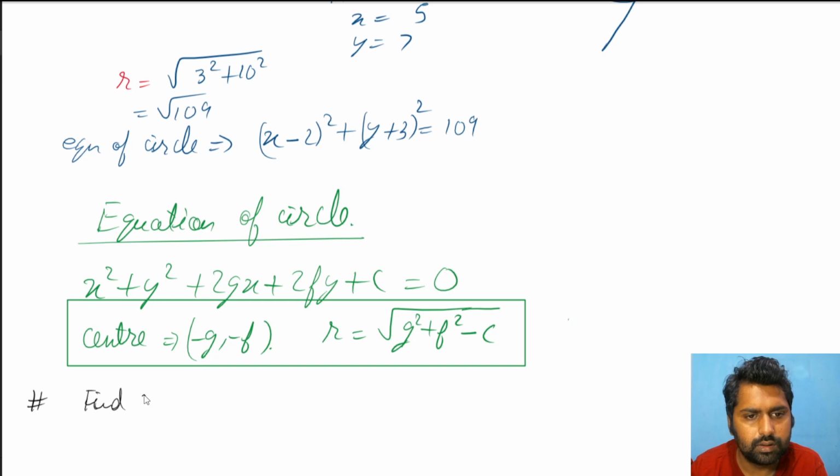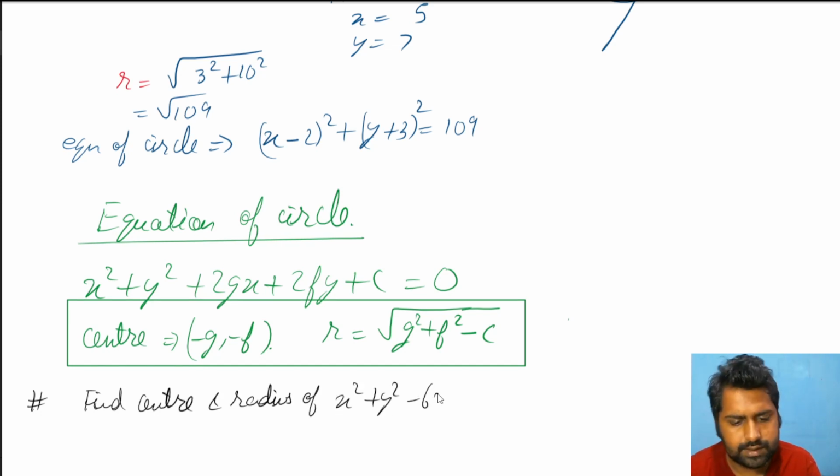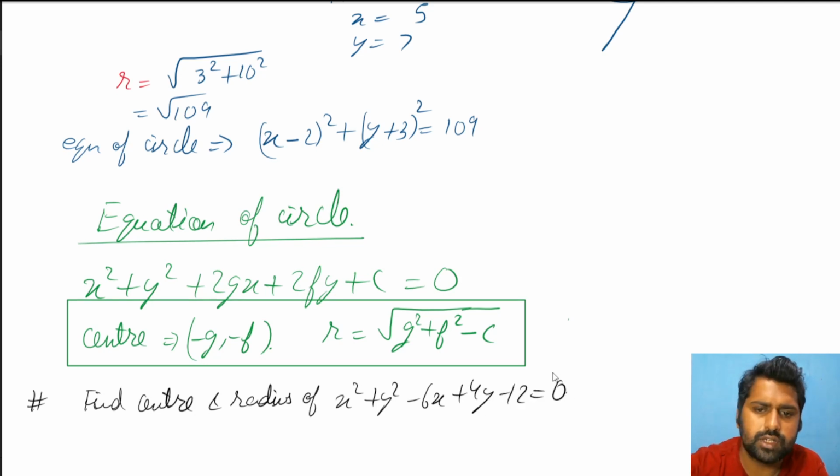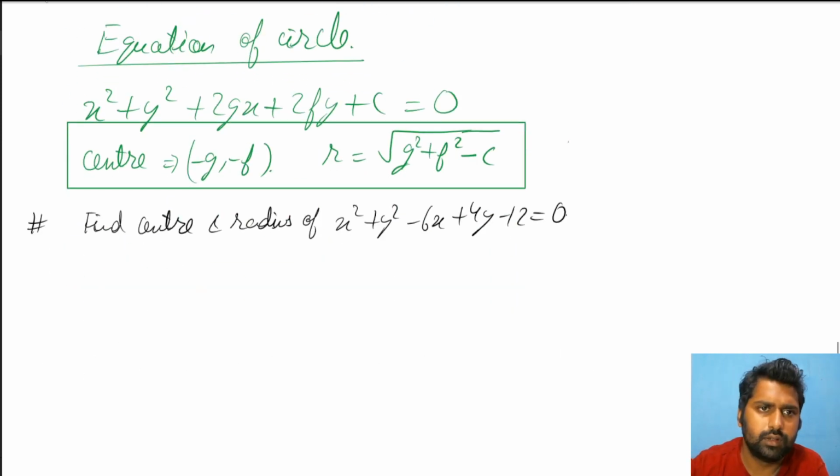Find center and radius of x square plus y square minus 6x plus 4y minus 12 equals to 0. This is the equation. You need to find the center and your radius. So first of all, let's compare it.